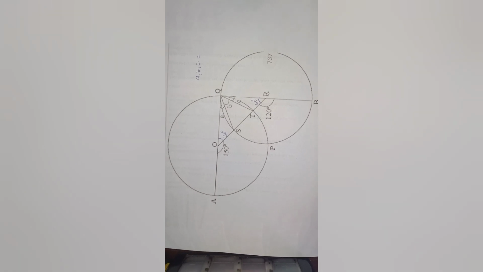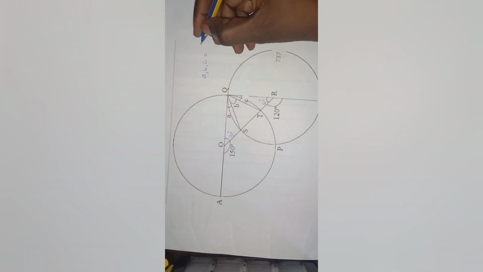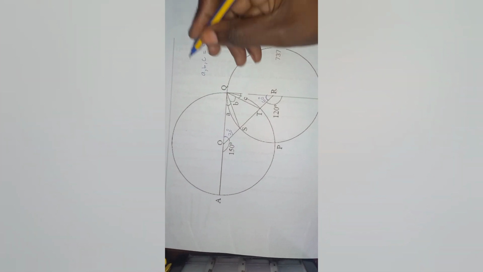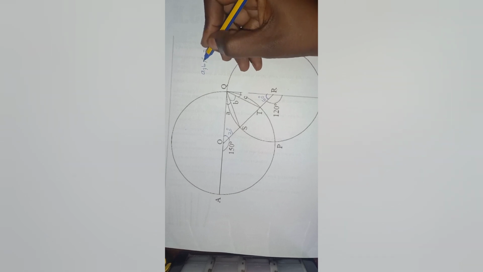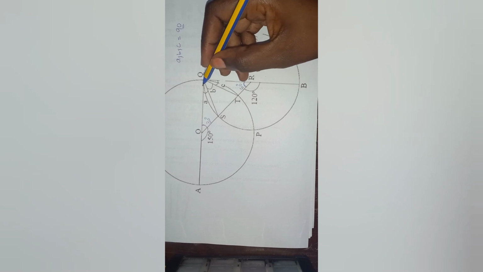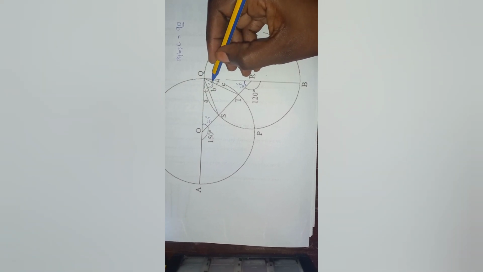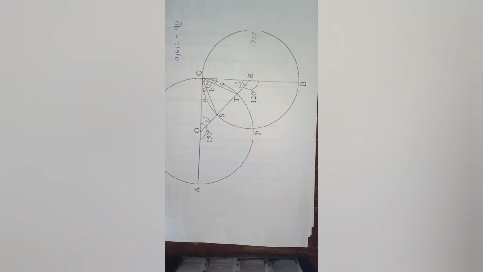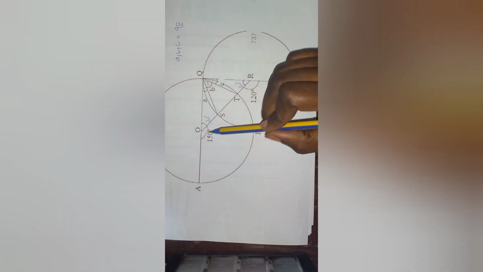180 minus 90 will be 90. That means if you take A plus B plus C, you'll get 90 degrees. So the whole of this is 90 degrees. So let's look at this.